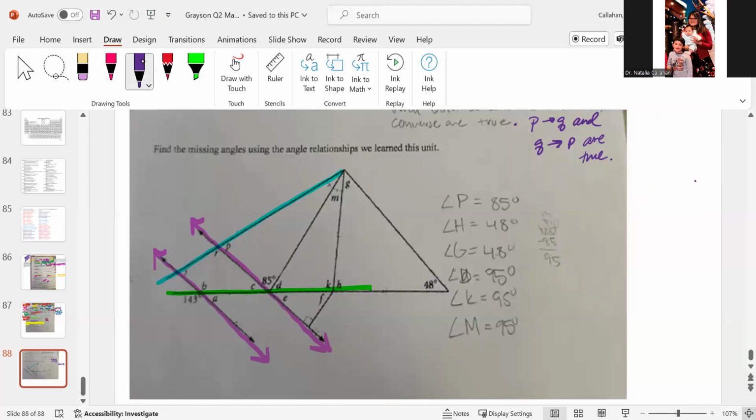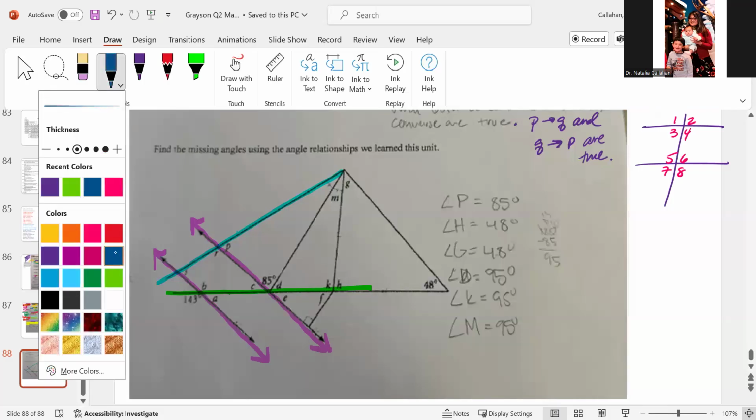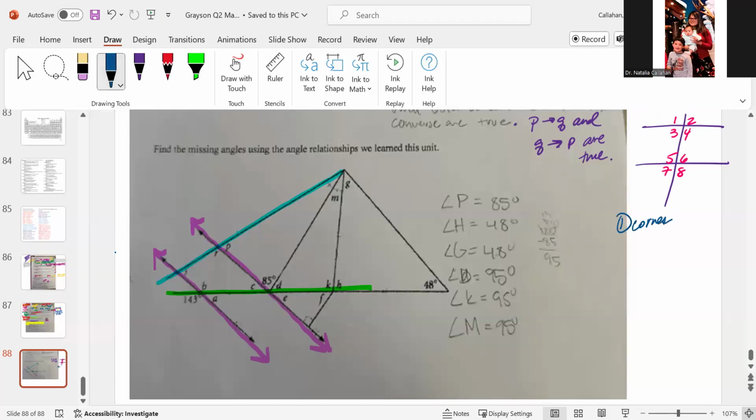Let's do it this way. Here, I'm going to practice with you. Do you see this right here? This is going to be 1, 2, 3, 4, 5, 6, 7, 8. Do you see that? So draw that. For one, write corresponding angles. These angles are congruent, which means they're equal. It doesn't need to be that big, but that's fine.